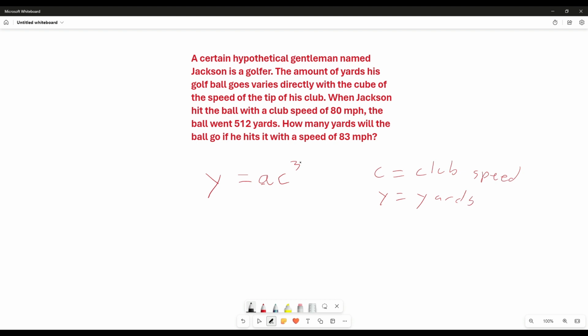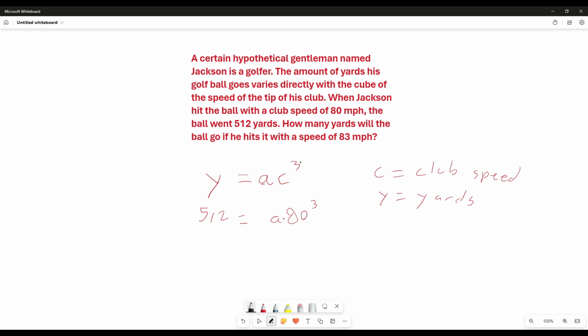So, when Jackson hit the ball with a club speed of 80 miles per hour, let's plug in 80 for C. The ball went 512 yards. So 512 yards equals A times 80 cubed. Now in order to solve for A, we have to divide by 80 cubed on both sides.